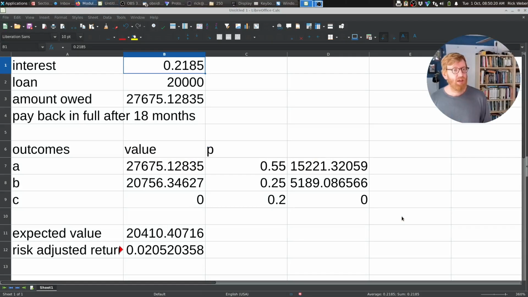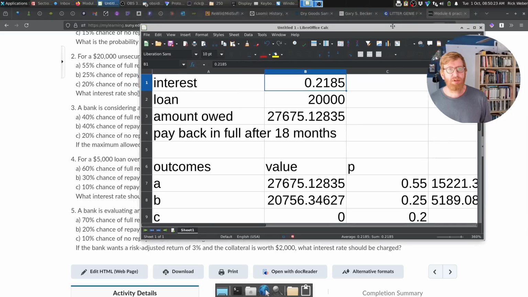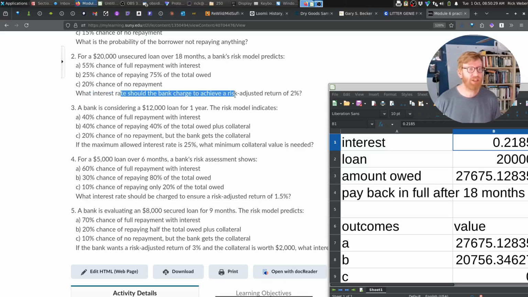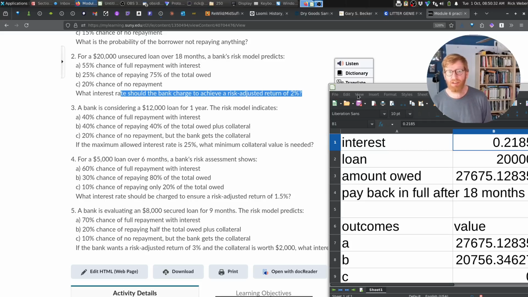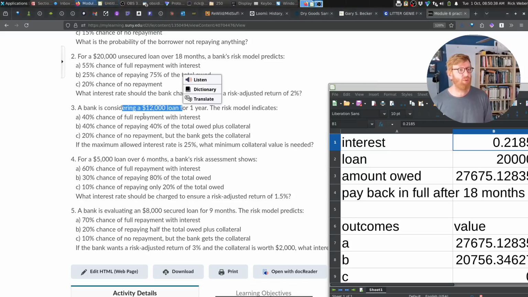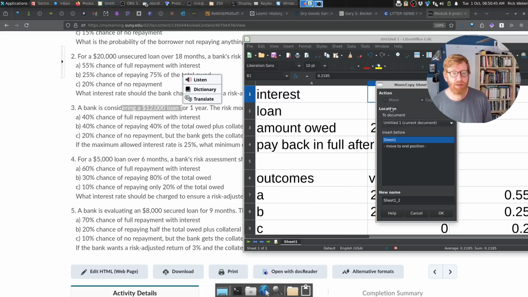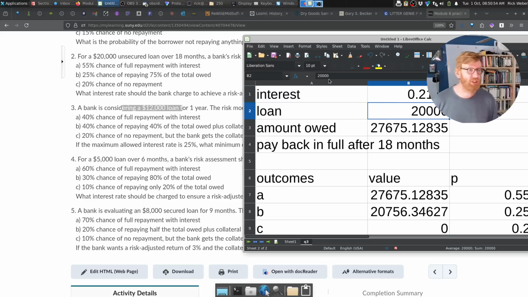So we've got that. Let's go back to, let's resize this. Pull this out of the way. All right, what interest rate should the bank charge to achieve a risk-adjusted return of 2%? About 22%. All right, $12,000 loan for 1 year. We've got these outcomes. So let's go ahead and copy this. Move or copy, move to end, and we'll call this Q3. And now we're going to have to change things. So our loan is now $12,000. Our term is now 12 months instead of that.